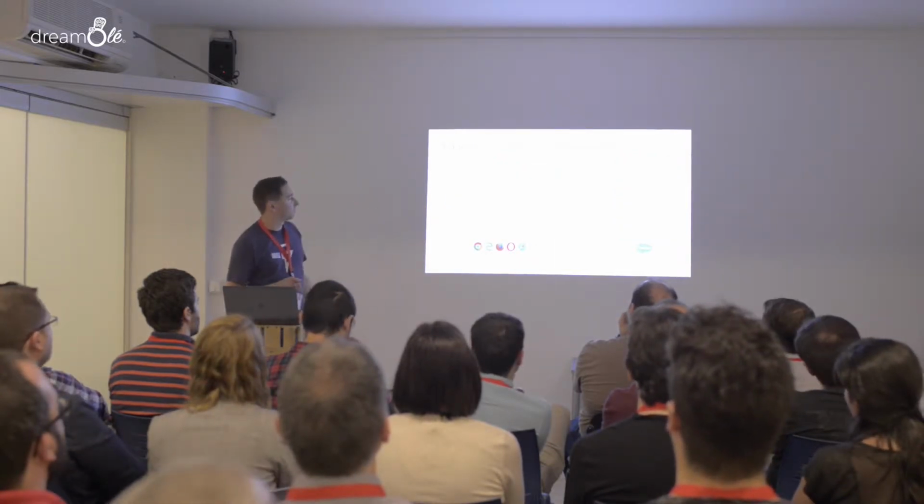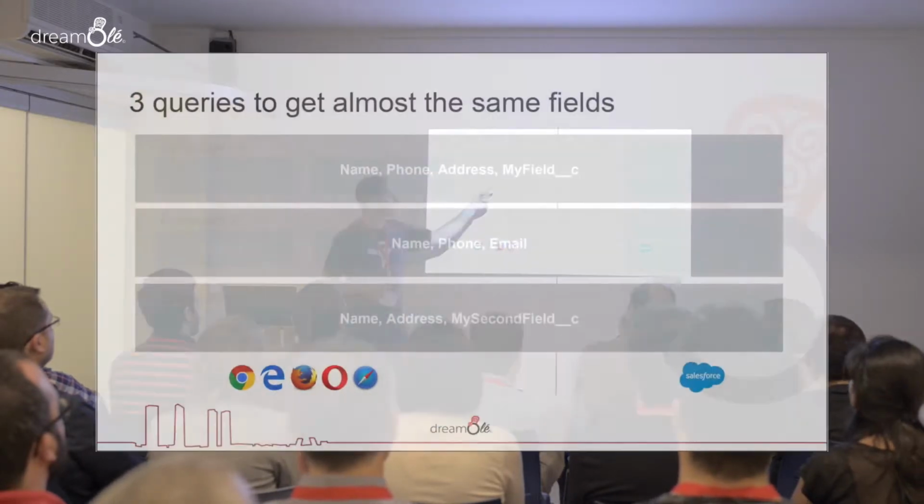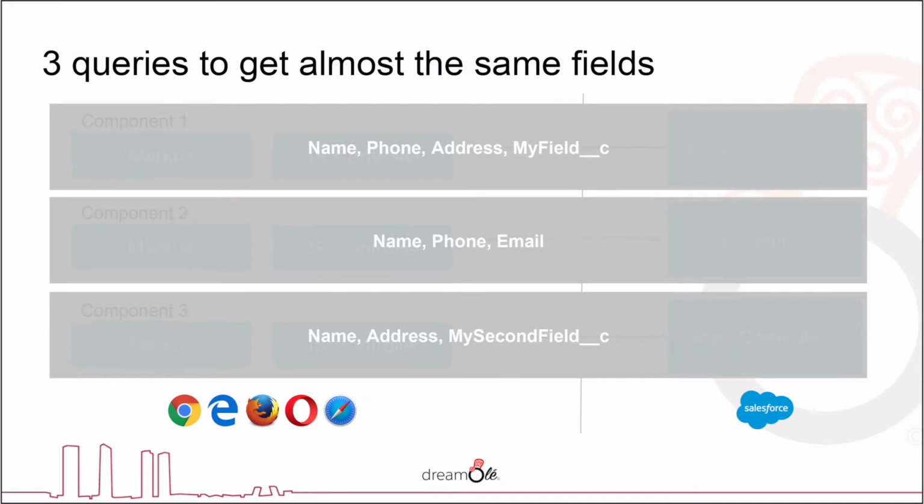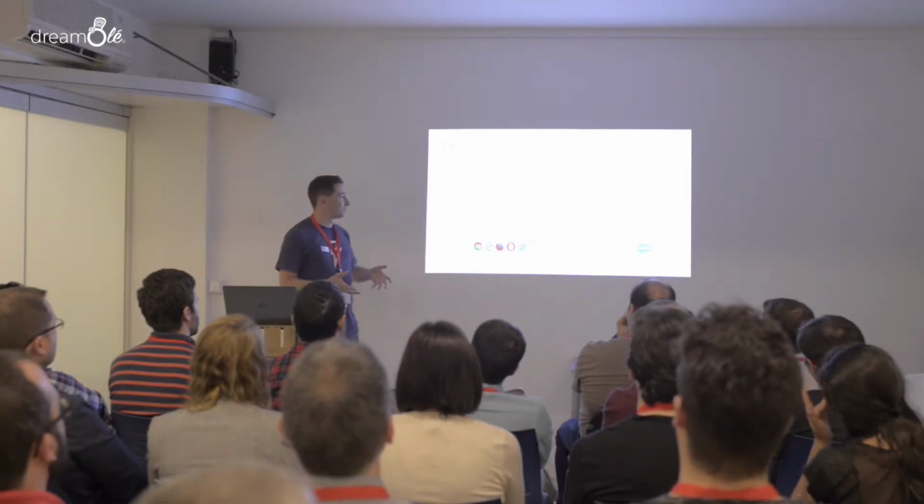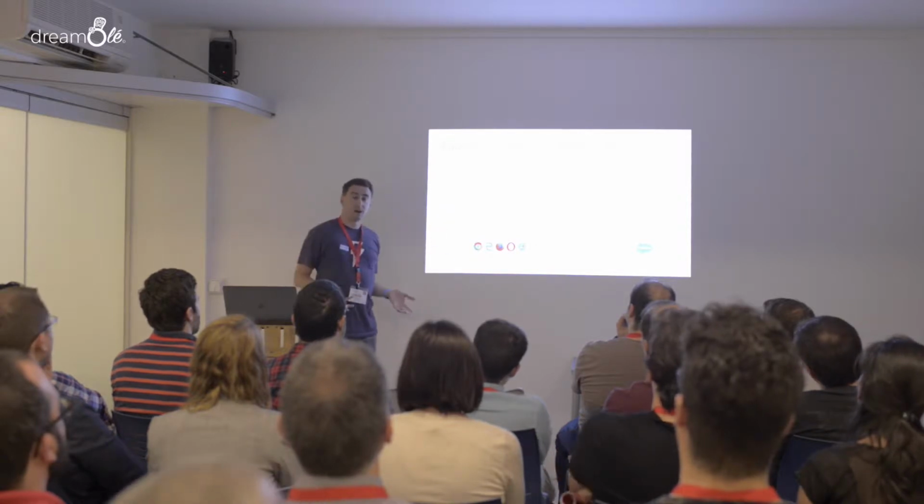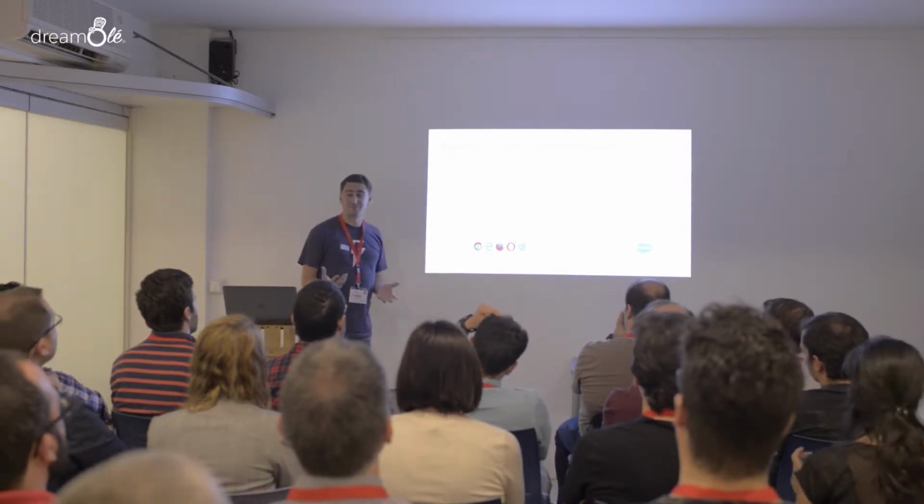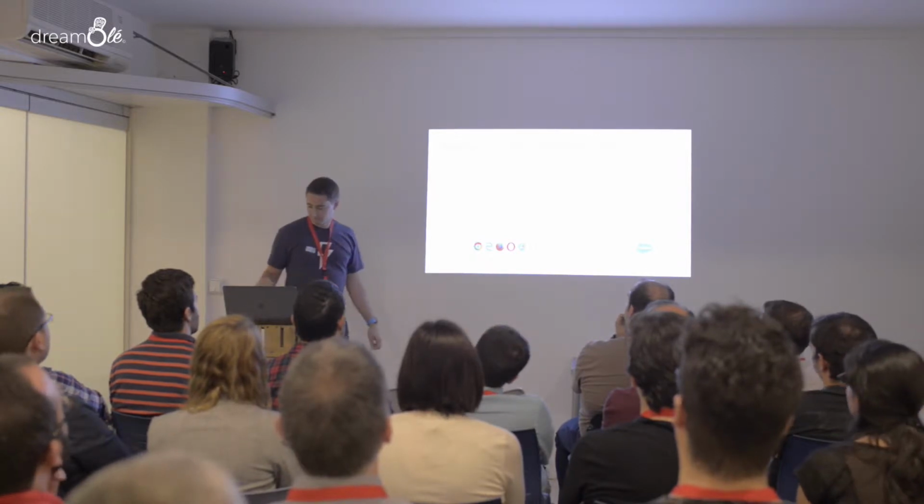So this is an example of fields that you are able to query. Let's say the first component will get these fields, the second one will get these fields, and the third one this field. You can see that there are lots of fields in common. So you will call the server 3 times, for nothing. If you have, I don't know, 20 components on the page, performance won't be really good.